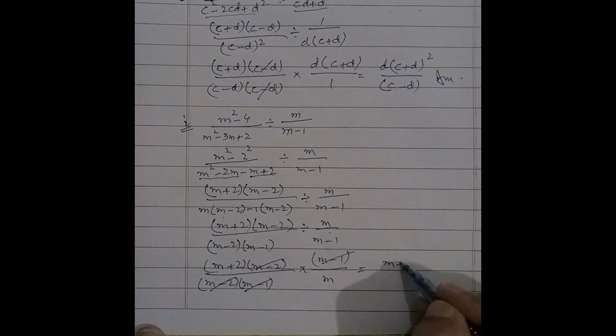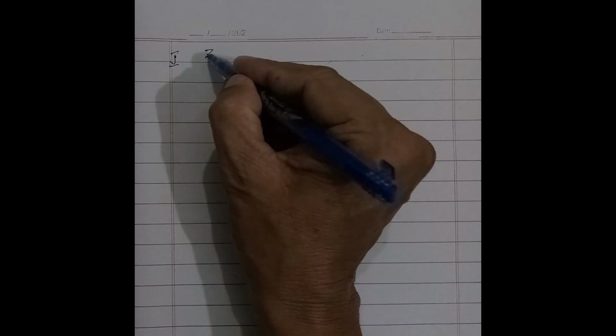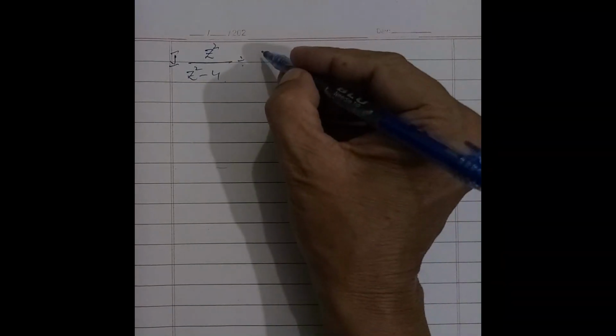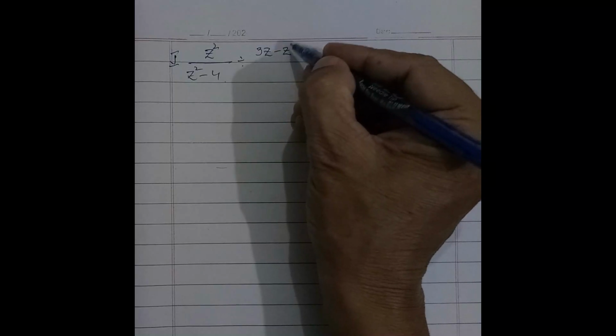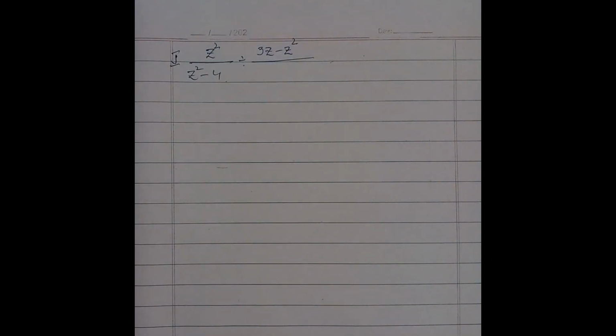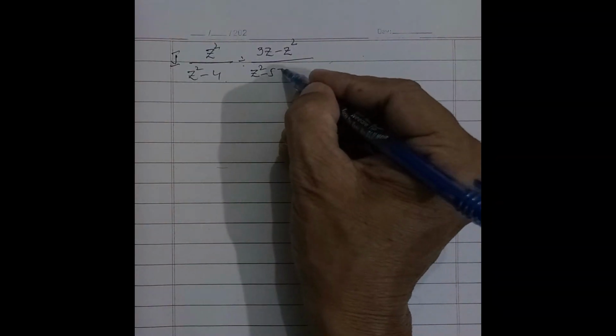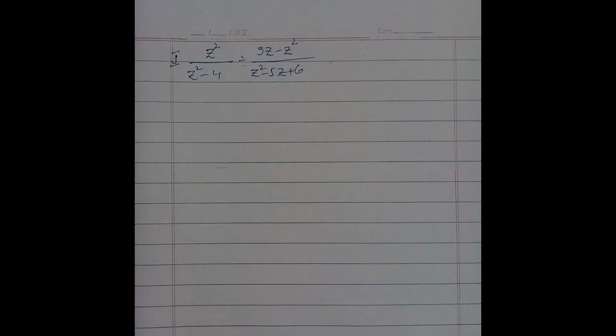The answer is m plus 2 over m. J part: z² over z² minus 4, divided by 3z minus z² over z² minus 5z plus 6. So we first factorize the values.